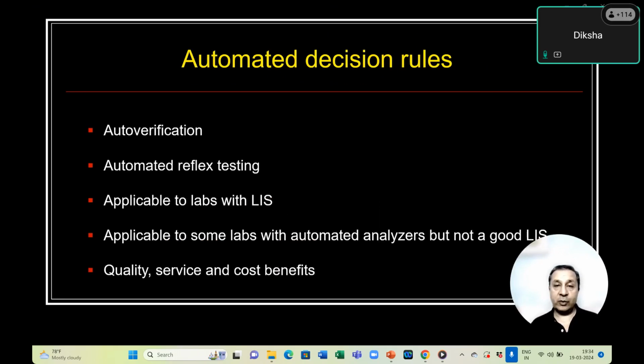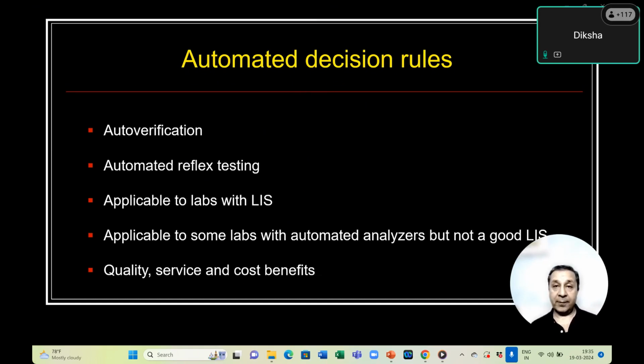So what's the solution to obviating the issues of manual review? Can we have something called automated decision rules or automated review? We could also use the concept of what is called auto verification. We'll talk about it a little later. We could also talk about something like automated reflex testing. For example, sometimes you might want to just go ahead and do reflex testing for an alternate test which might give you an alternate diagnosis. And most importantly, the decision rules which we define should preferably be aligned with the laboratory information system or a good middleware so that you're able to eventually get good quality out of it and have the cost benefit as well.